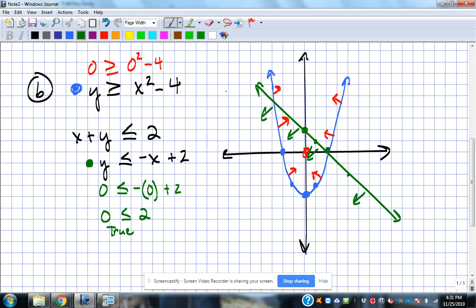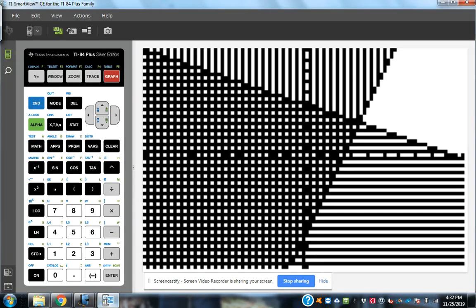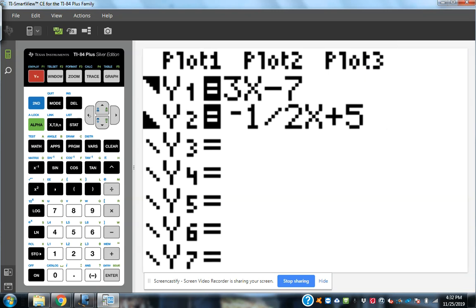I don't know what shape you call that, but a slice of the parabola. So your solutions would be in this area. Any ordered pair that's in that shaded area works in both of those inequalities. That's what it means when we find that: any ordered pair in the solution area works for both inequalities. Okay. Let's look at it on the graphing calculator real quick, just to make sure we're on track with that.